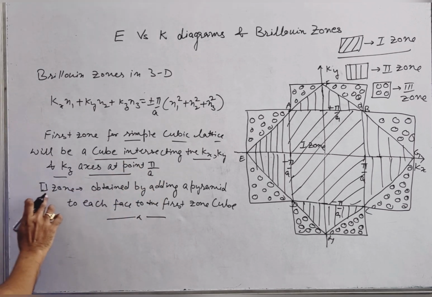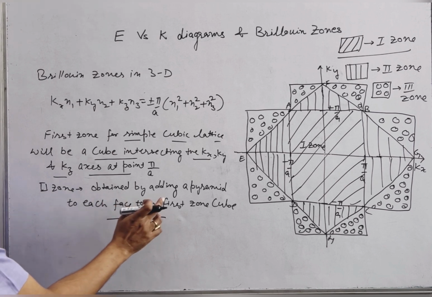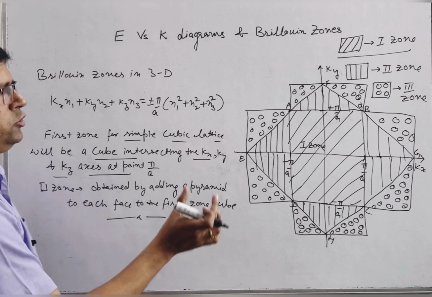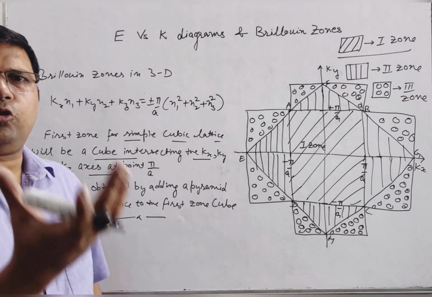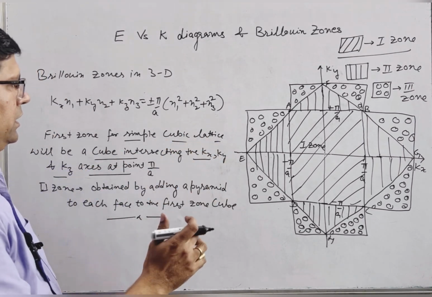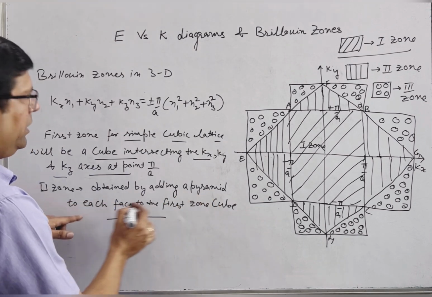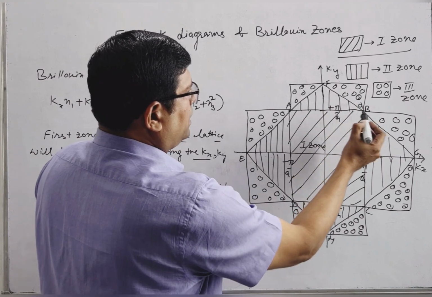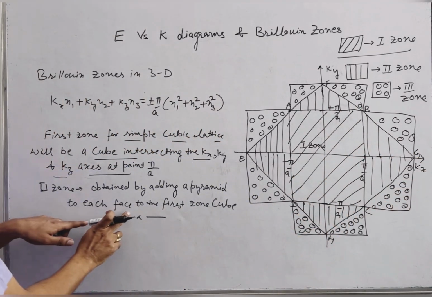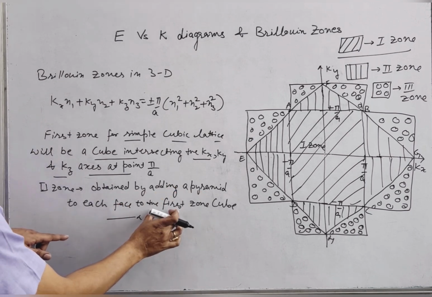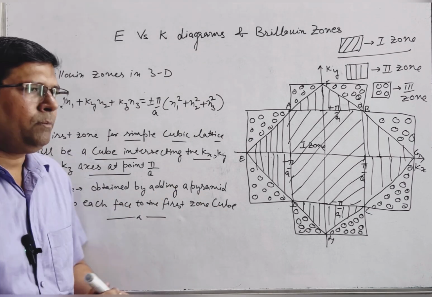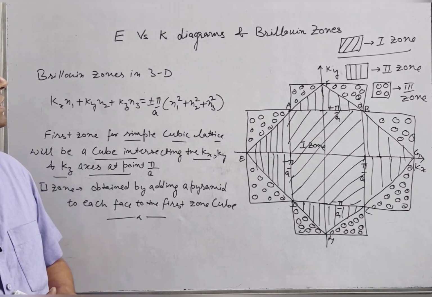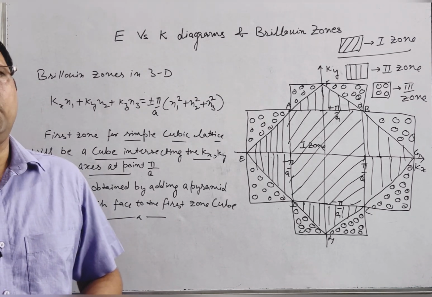Okay, and the second zone is obtained by adding a pyramid to each face of the first zone cube. The first zone cube was obtained like this, and if we add a pyramid, in this we get a triangular form. So in this also we will add a pyramid to each face of the first zone, and we get the three-dimensional second zone. So this was all about the E versus K diagrams and Brillouin zones. Thank you.